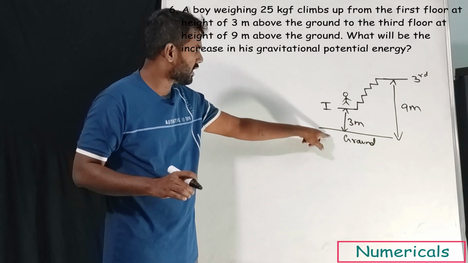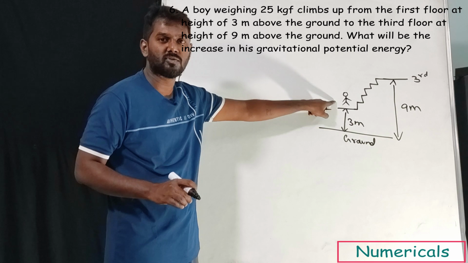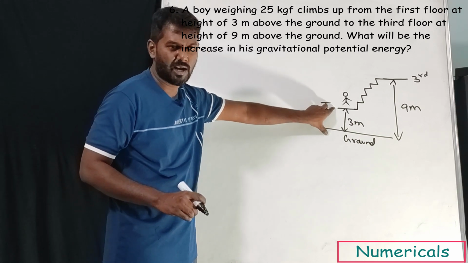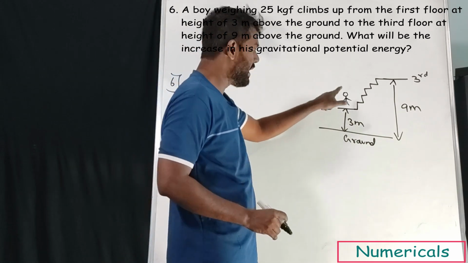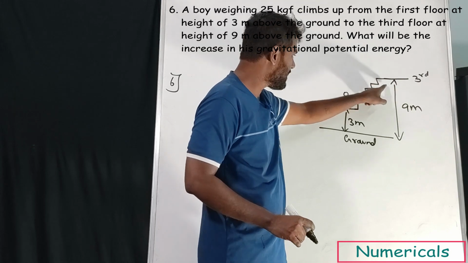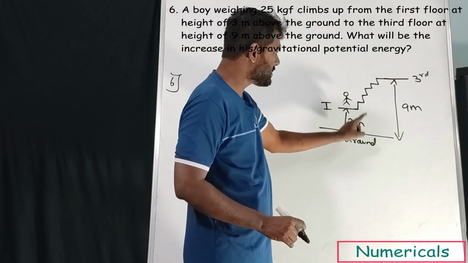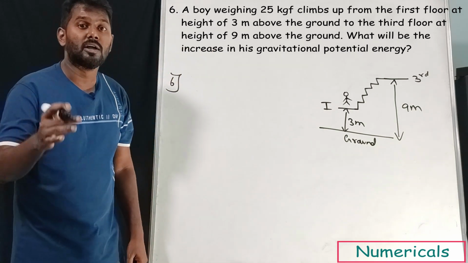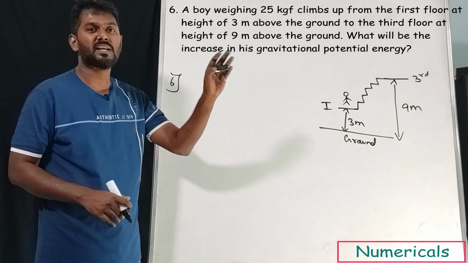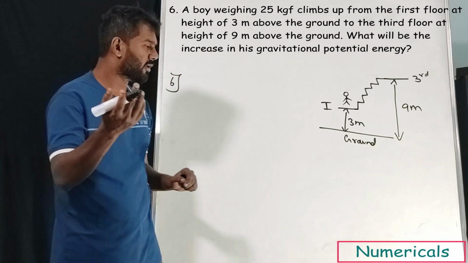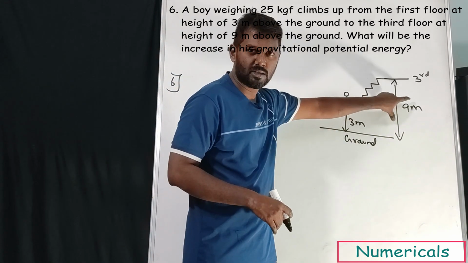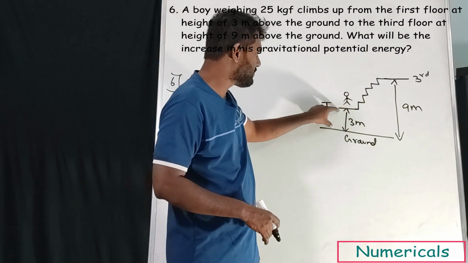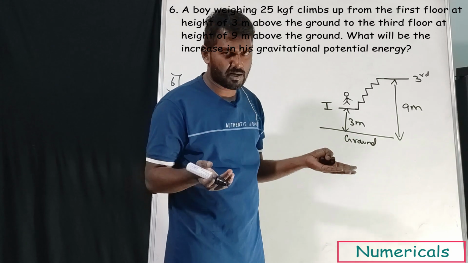He is not standing on the earth surface, he is standing in the first floor, so he has some potential energy, correct? Now from the first floor he has moved to third floor, which is of 9 meter height. Now see, as the height increases, potential energy will also increase, correct? We have to calculate what is the increase in potential energy. How can we calculate that? First we will calculate the potential energy for this one and this one. If we subtract, we will get the answer, correct?